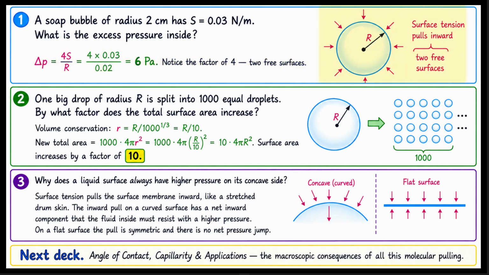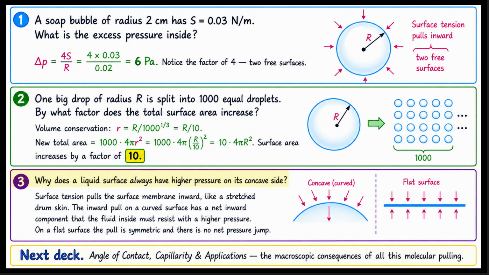Next, one big drop of radius R is split into 1,000 equal droplets. By what factor does the total surface area increase? Volume conservation gives r equals R over 1,000 to the 1/3, which is R over 10. The new total area is 1,000 times 4 pi r squared, which equals 10 times 4 pi R squared. So the surface area grows by a factor of 10.